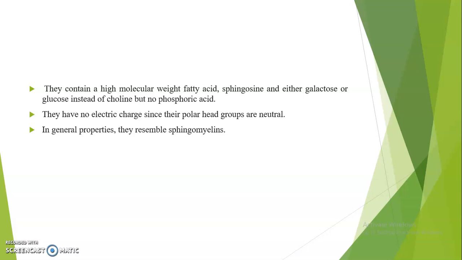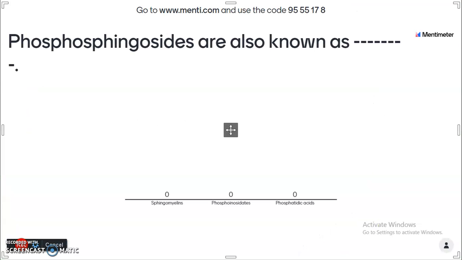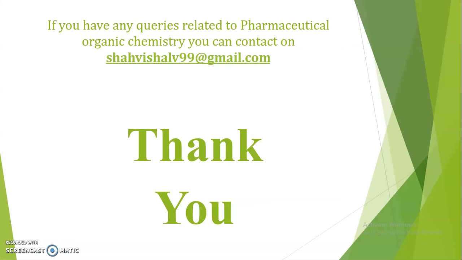Now in the next video we will discuss the gangliosides. So up to this point we have covered the phospholipids and we have started with the glycolipids. We have seen one class of the glycolipids, that is the cerebrosides. Now you have to go to this particular website and use this particular code to give the answer to this question. Phosphosphingosides are also known as dash dash dash dash.